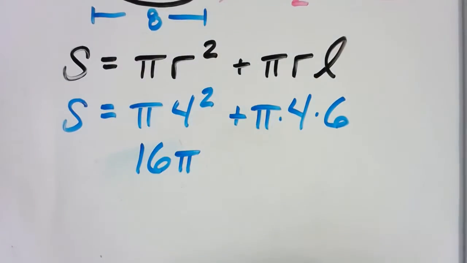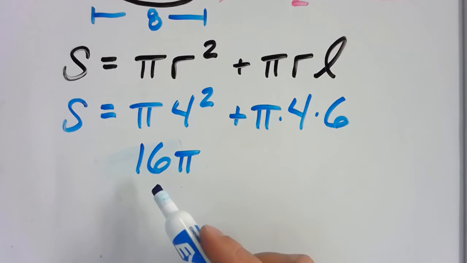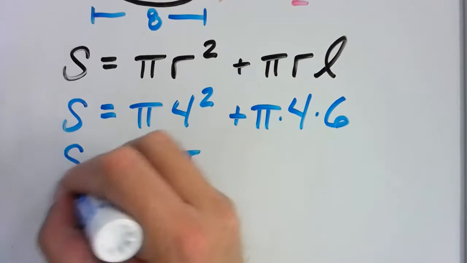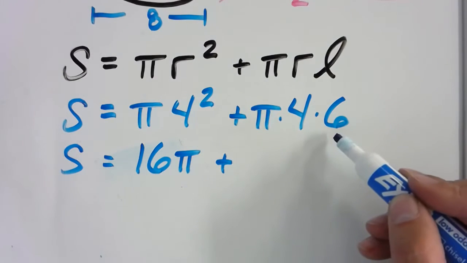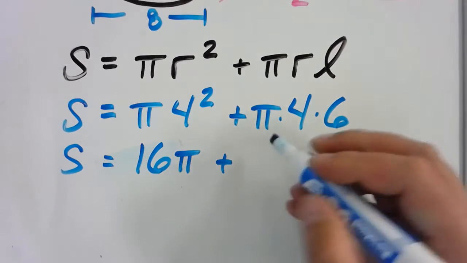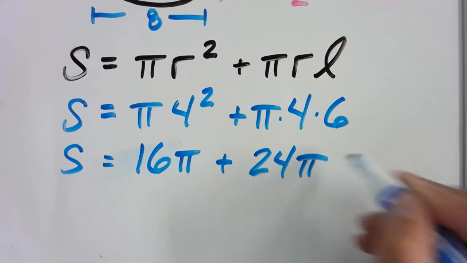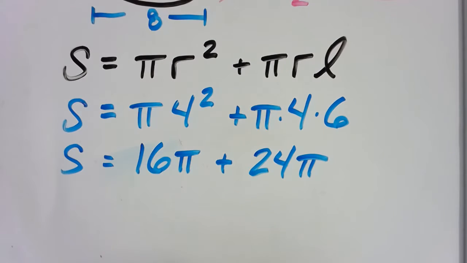This, for the record, is the area of the circular base. And then the lateral surface area that I'm going to be adding here, 4 times 6 is 24, times pi, we'll just make that 24 pi for right now. Technically speaking, you'd multiply this by 3.14.